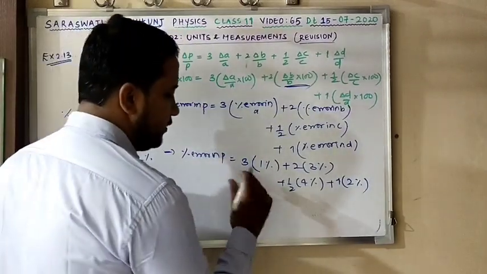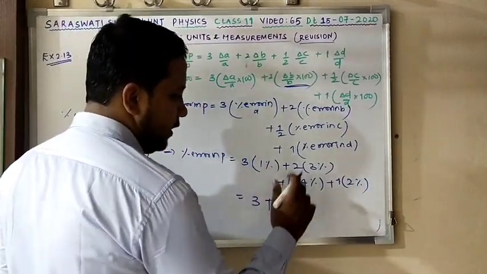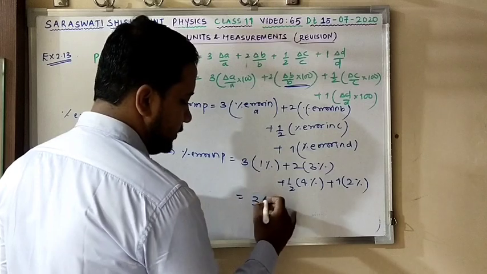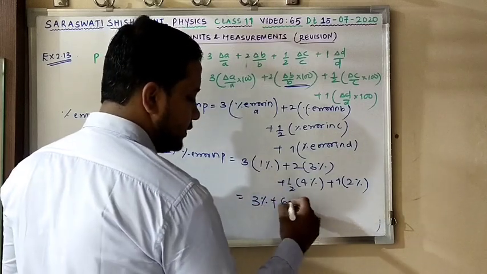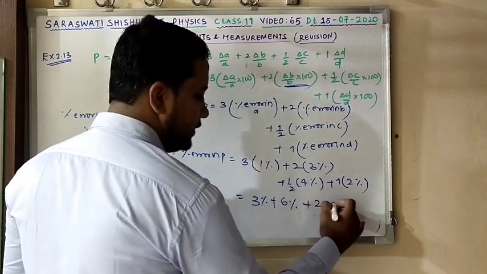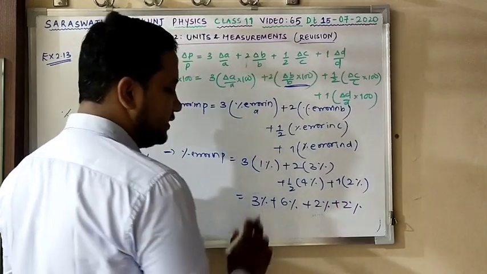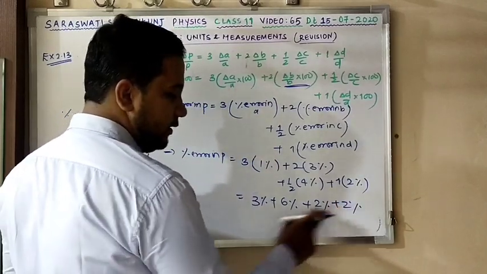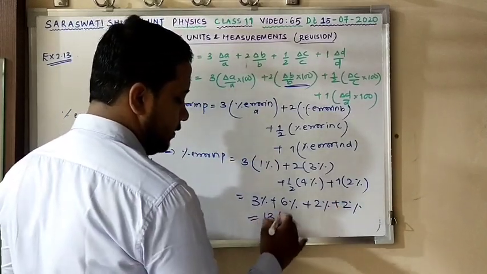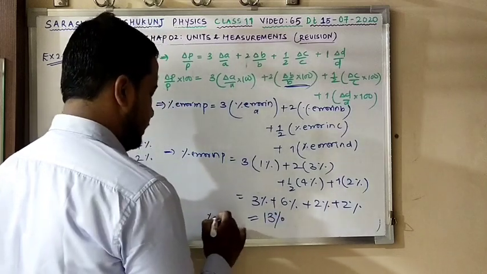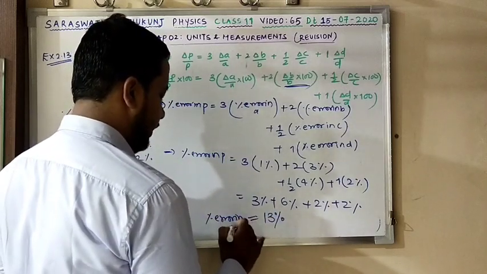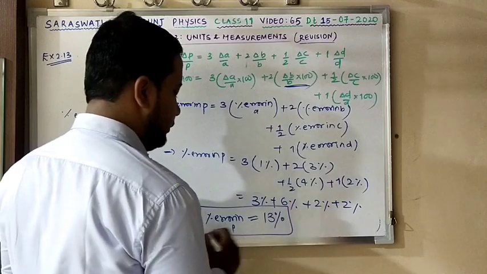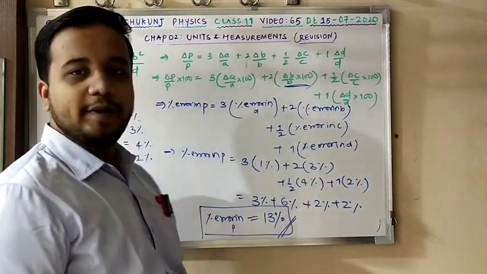I am getting the answer: 3 into 1 is 3%, 3 twos are 6%, 4 divided by 2 is 2%, and 2%. 6 and 3 is 9, 10, 11, 12, 13. So my answer is 13%. So percentage error in P, that is 13%, is my answer. Hope it is clear perfectly.